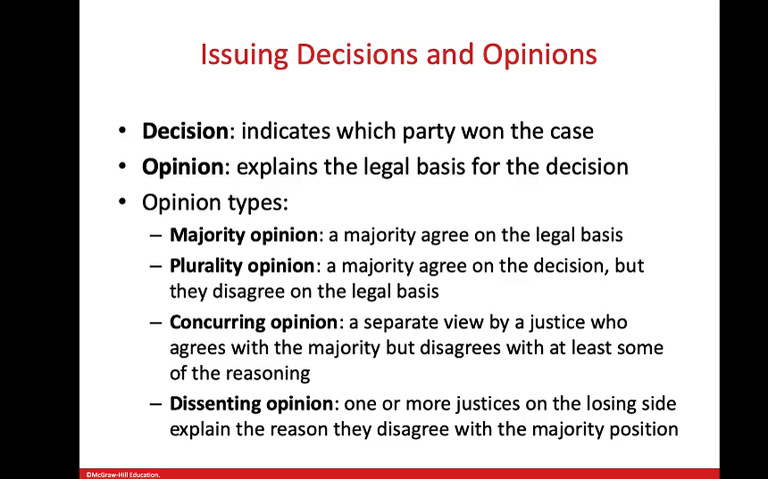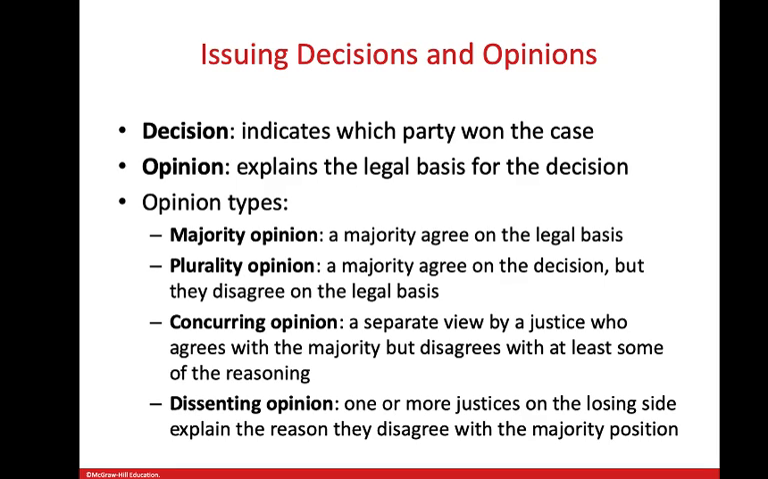Issuing decisions and opinions. A decision indicates which party won the case. An opinion explains the legal basis for that decision. And there are 4 different types of opinions that the Supreme Court justices have. There's the majority opinion, which the majority agrees upon on the legal basis. That's the winning side of the case, okay?